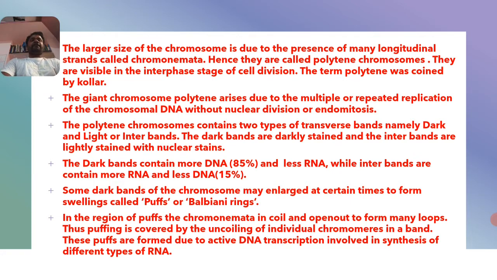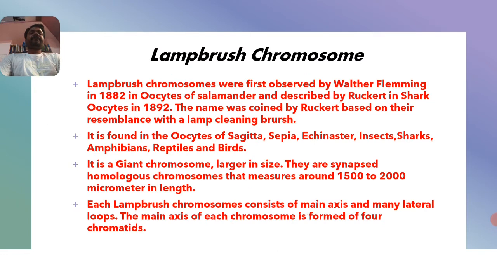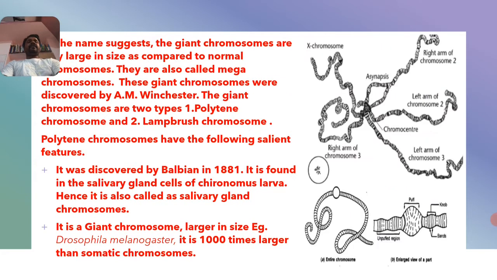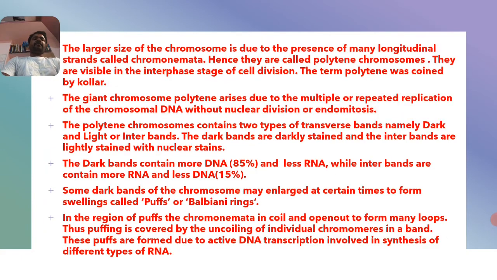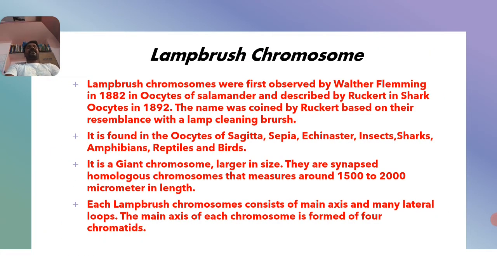Here the puff region is formed because of active DNA transcription, which is involved in the synthesis of mRNA. This is all about the polytene chromosome. Let us study the second one, that is the lampbrush chromosome.